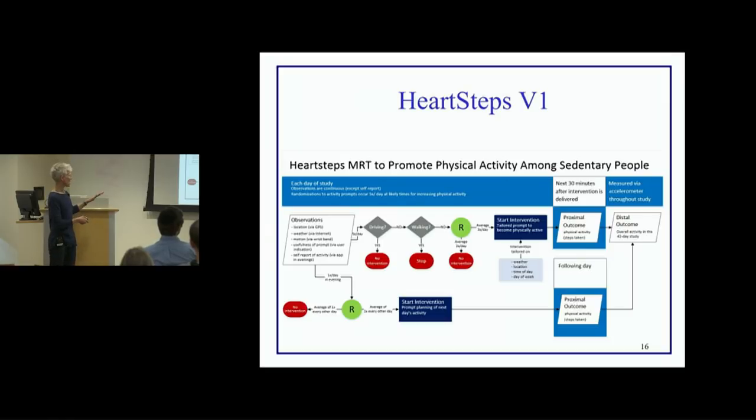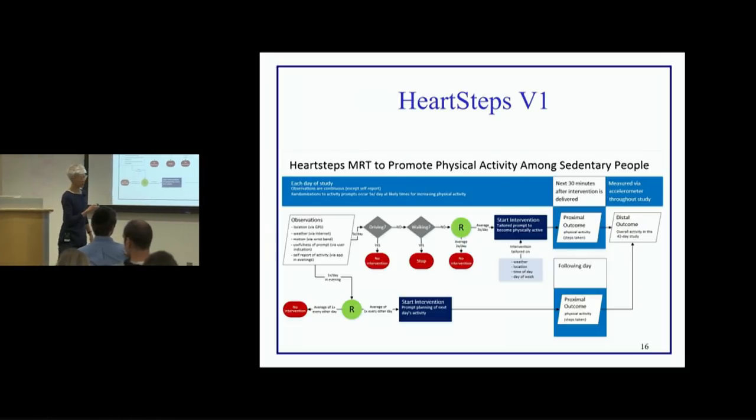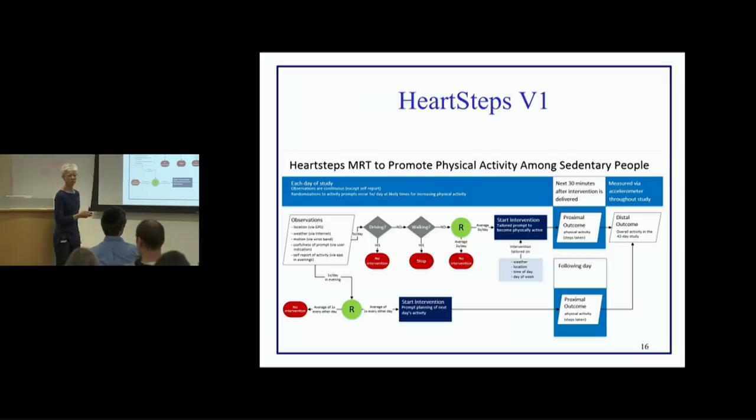Actually, there were different kinds of prompts. I'm just not showing this. There was a lot more going on, but I just won't go over that today because I want to go to HeartSteps 2. How many people were involved?